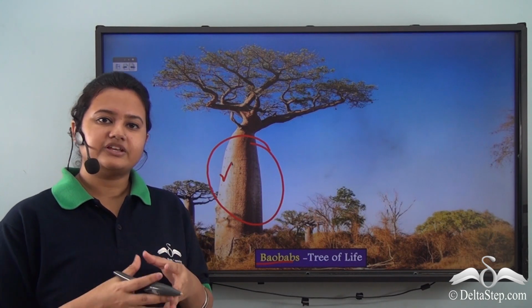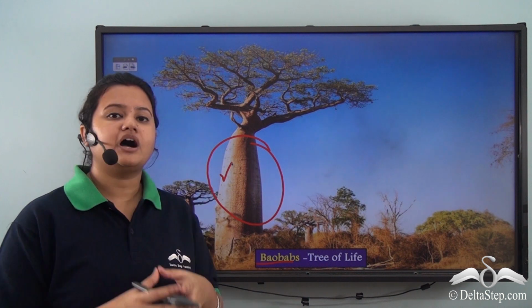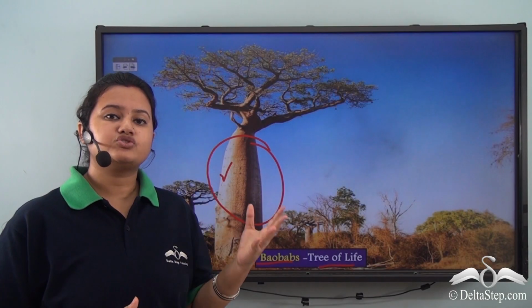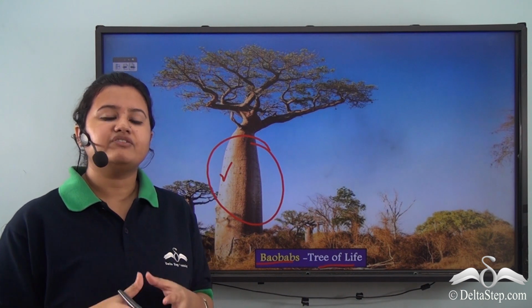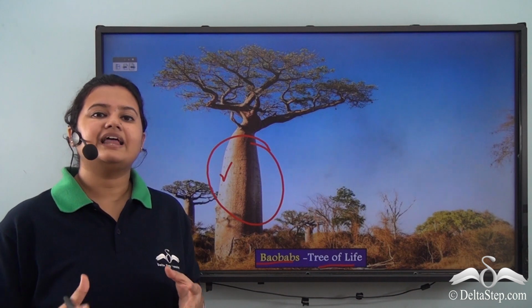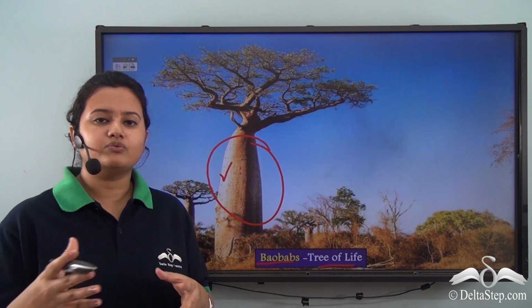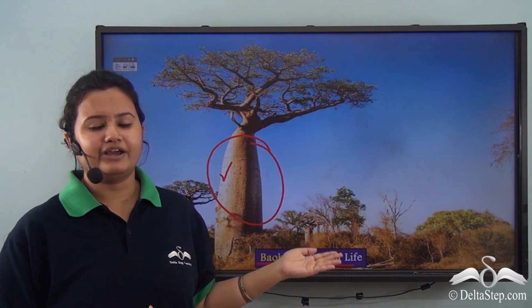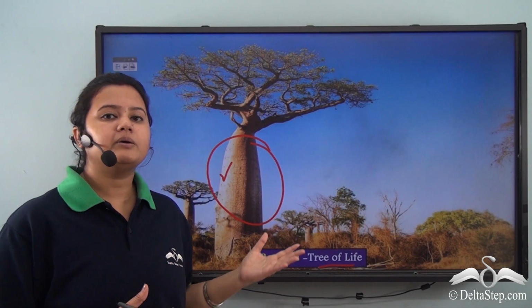So because of this reason, baobabs are also known as the tree of life, because these trees can bear fruits even during the dry season. So these trees are life givers for African wildlife, and thus they are known as the tree of life. Now, do you know where baobabs grow?